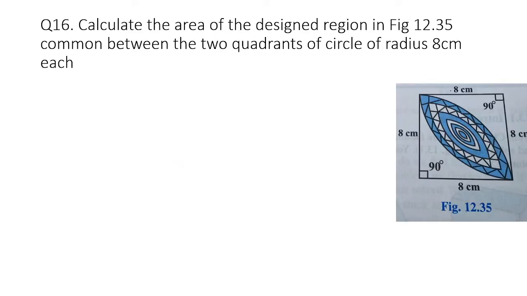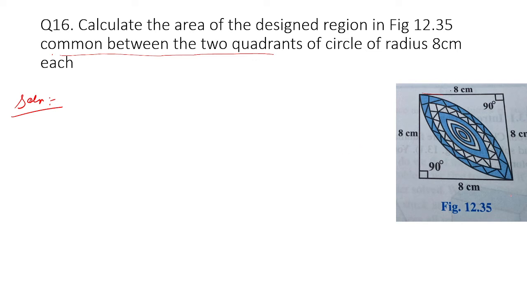Now for the last part of this question, it's a very interesting question. First, calculate the area of the design common between the two quadrants. Now it should be understood, since all these measurements are the same, they are going to be a square, right? Because look, this is 8 centimeter, 8 centimeter, 8 centimeter, 8 centimeter. So it's going to be a square.